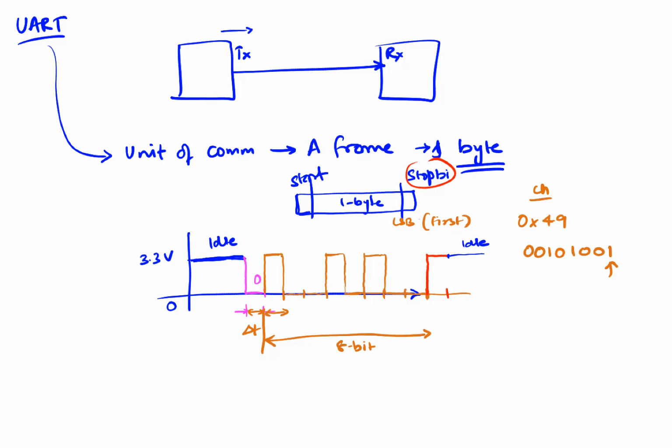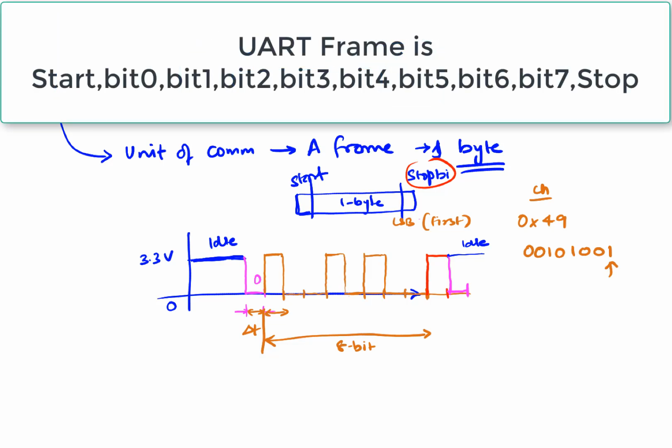So if there were a back-to-back transmission in this case, then there'd be a transition like that, and that would be another start bit for the next frame, and then I'd have the next data. So that's exactly how UART's data bits look as they go on the line. Sweet.